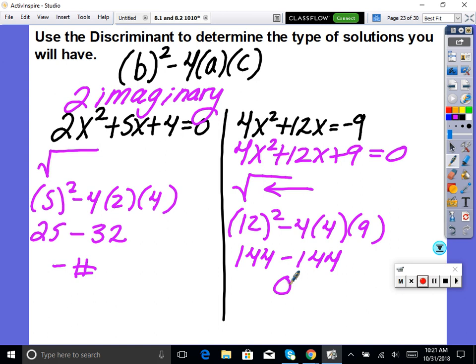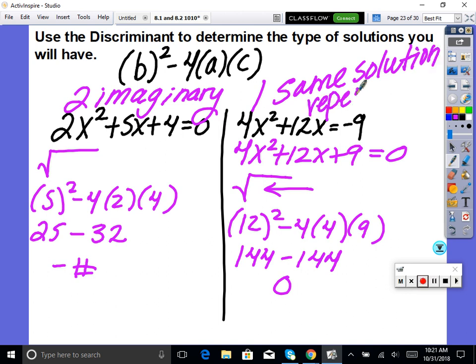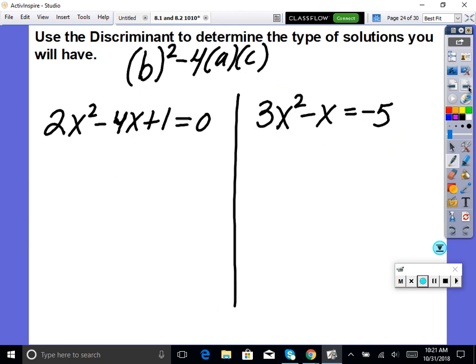So they'll say actually one of the same solution, but it's being repeated twice. Same thing you just said. Yes. Everybody understand? Yeah or no? Yes. Okay, almost there.